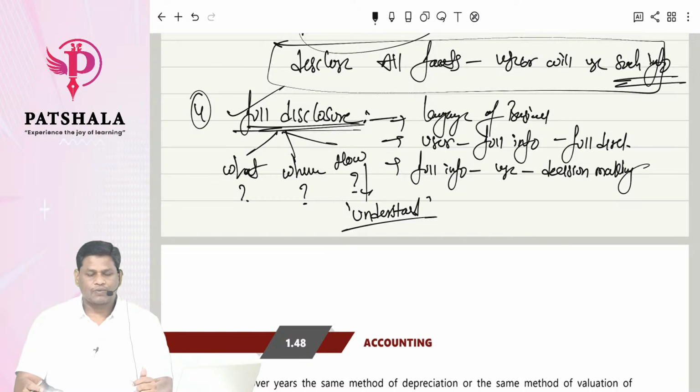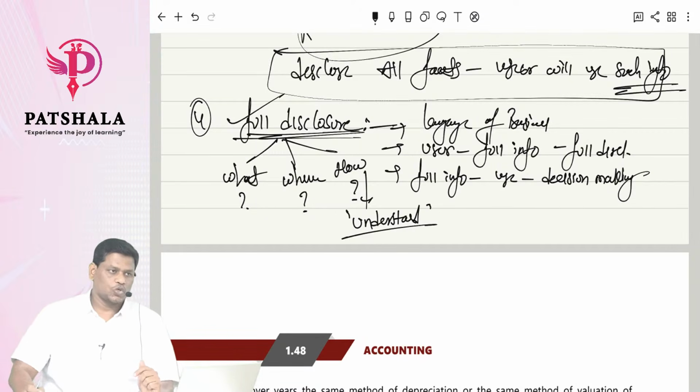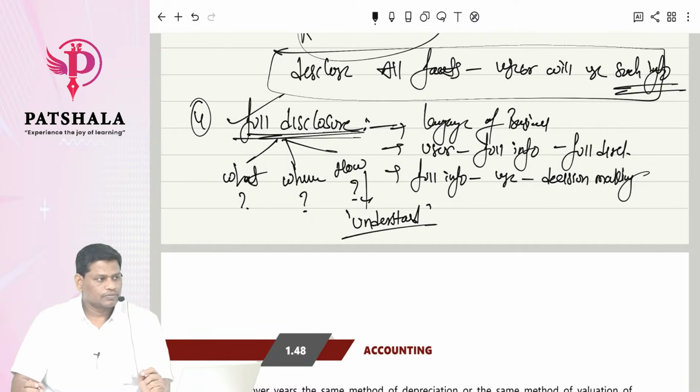Second point, the user of accounting should be given full information by way of full disclosures, so that informed judgments can be taken.